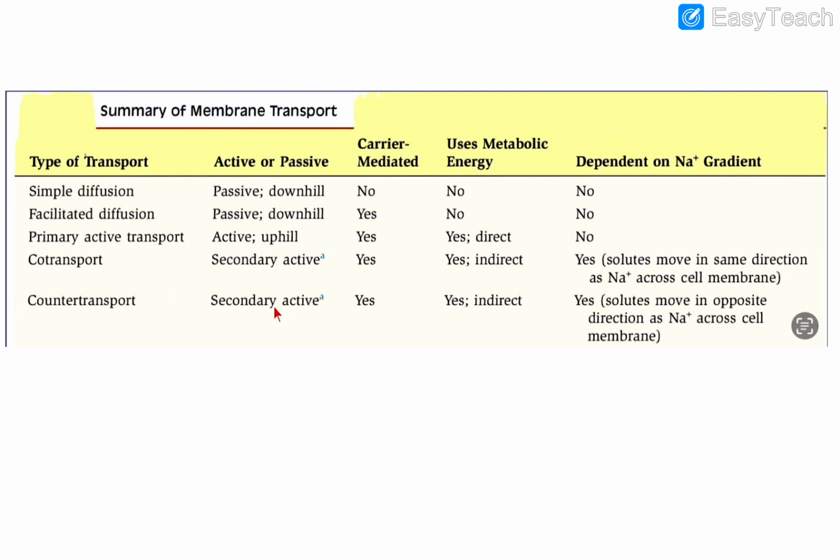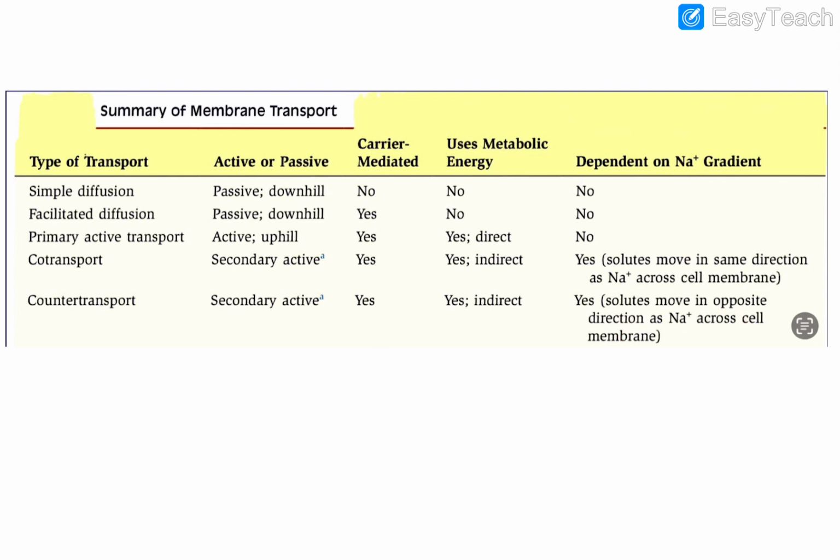Now, secondary active transport can be co-transport or counter-transport. Co-transport is a kind of secondary active transport where the solutes move in the same direction as sodium across the cell membrane. Now, contrasting it to counter-transport, this is a secondary transport where the solutes move in the opposite direction as sodium across the cell membrane.